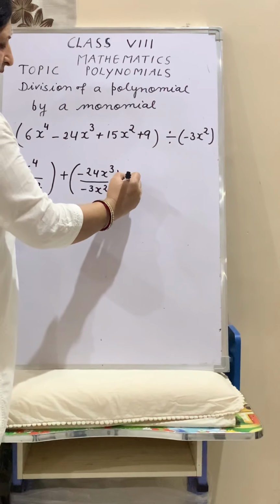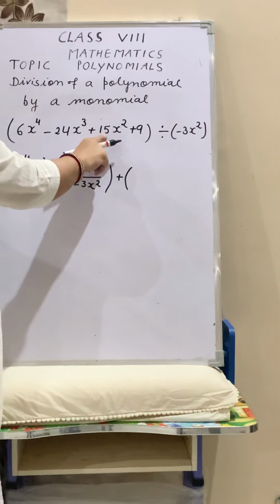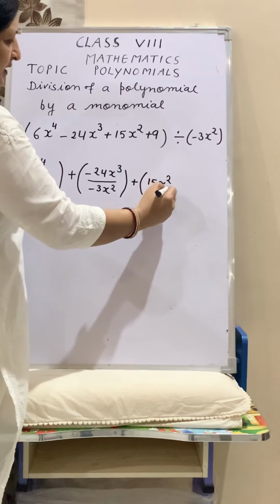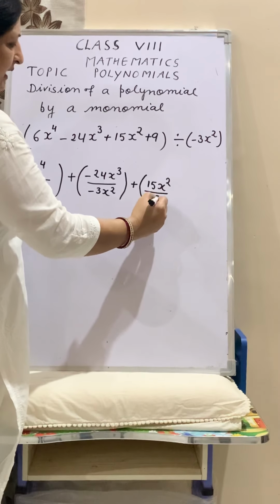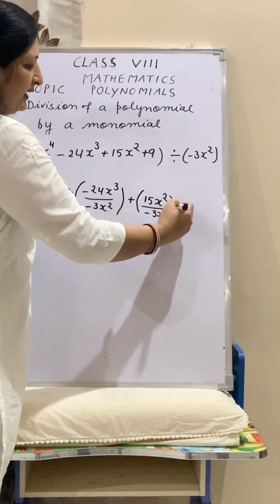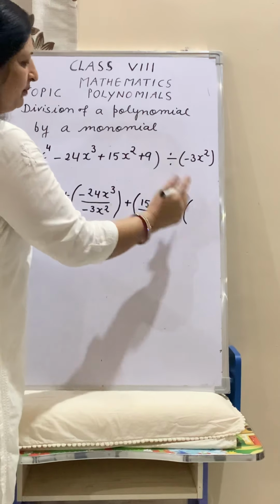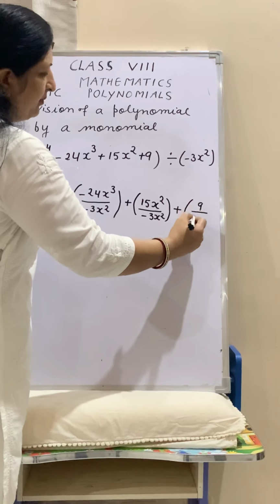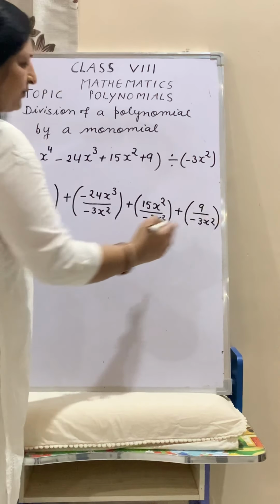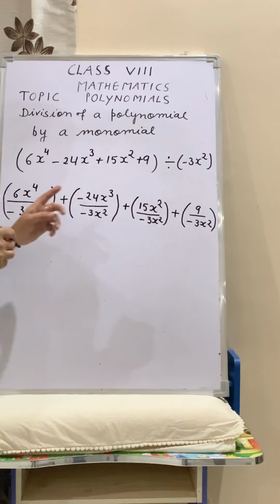Next we will put a plus sign. Again a bracket. We will write the third term. The third term is positive 15 divided by minus 3x raised to power 2. Next a plus sign. We will write here the fourth term, 9 divided by minus 3x raised to power 2. We will write these 4 in brackets.